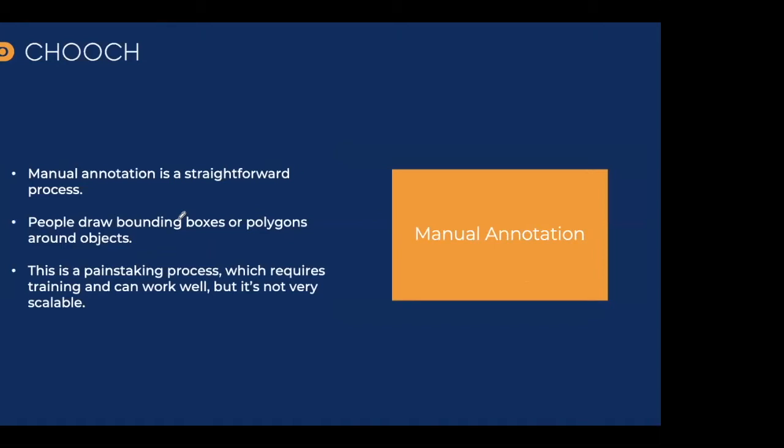So manual annotation is very straightforward. It's pretty much people drawing bounding boxes or polygons around objects. It's a painstaking process and it requires training, and it's not very scalable. But actually, it's a very important part of this, because if you don't have the manual annotation, you can't really teach the AI new things and increase the accuracy of the inference engine. So even if you have a machine annotating, it is really based on the human who annotated that data set initially to train the model to do the inferencing for the annotation. So it's a very important part of this process.